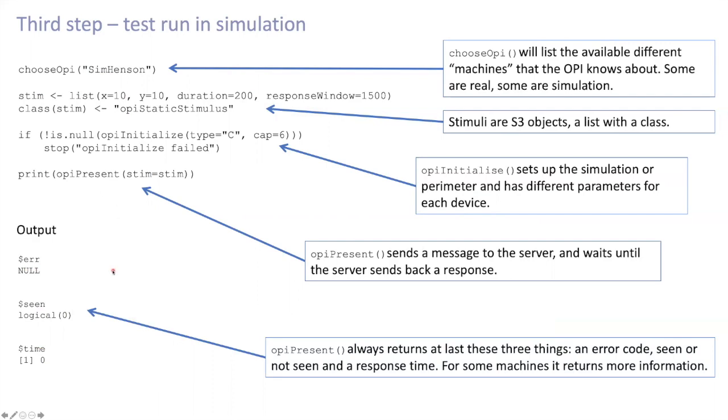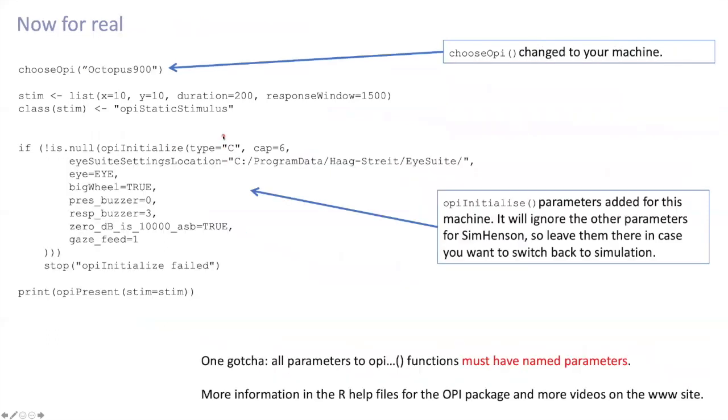Next, we can run it for real just by changing this line here, and we'll have to also add a few parameters in our OPI initialize. So for example, for the Octopus 900, we change it here. Don't have to make any changes here. We'd have to add a few things here. We don't have to add all of these, but I've put them there for completeness. And away we go.